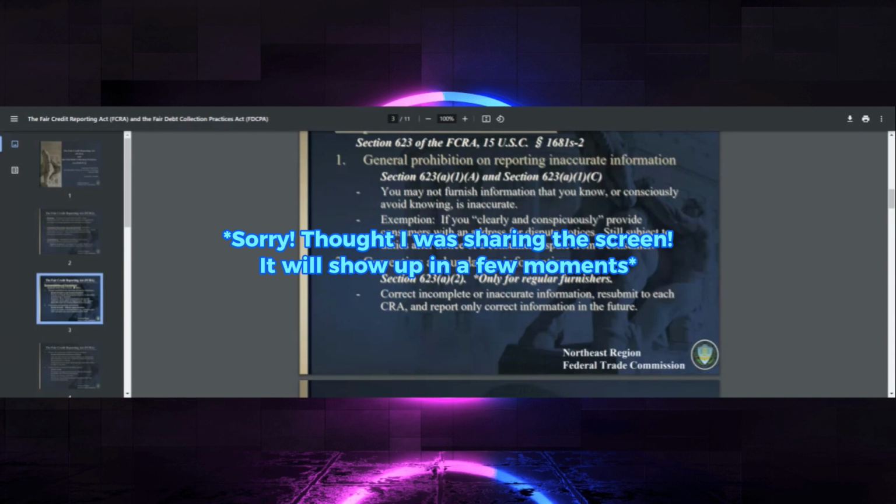So here they're stating that some of the examples are failing to report that the debt was discharged in a bankruptcy. That is major.